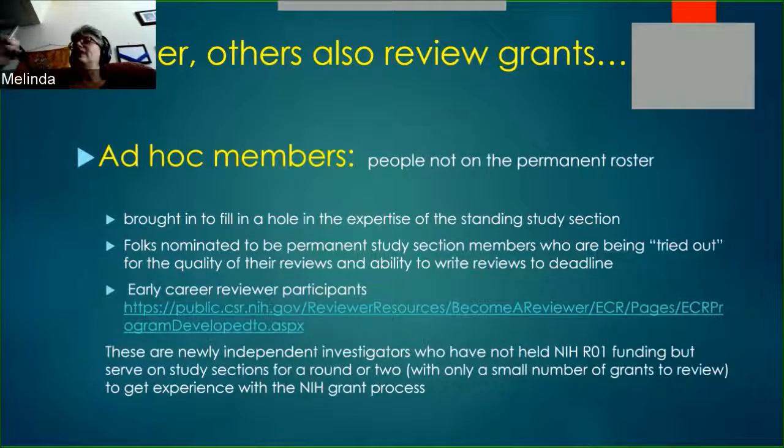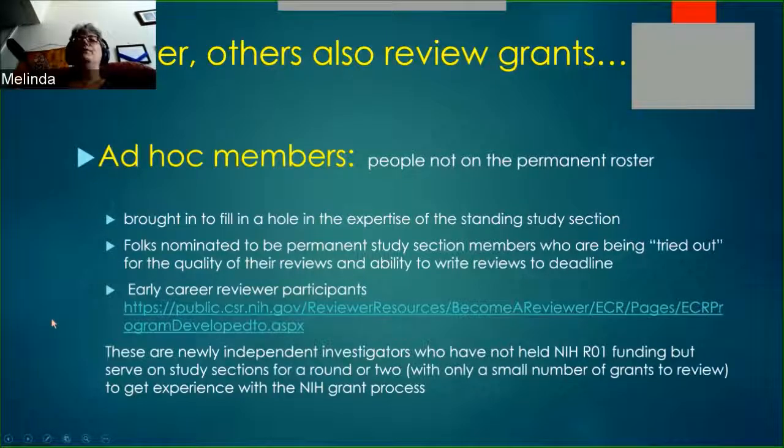So they want to say, are people doing the reviews on time? Are they writing complete, thoughtful reviews? Are they basically using reasoned arguments, or are they doing ad hominem attacks? People have to basically show they can do a good job before they get permanent study section status.